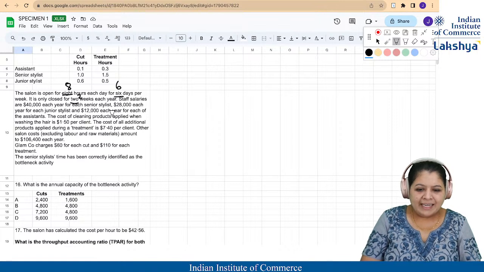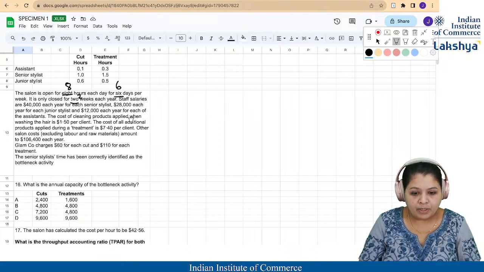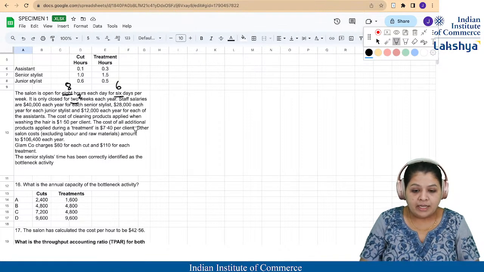The cost of cleaning products applied when washing their hair is 1.50 per client. The cost of all additional products applied during a treatment is 7.4 per client. Other salon costs amount to 1,06,400 each year. Glam Company charges $60 for each cut and 110 for each treatment.